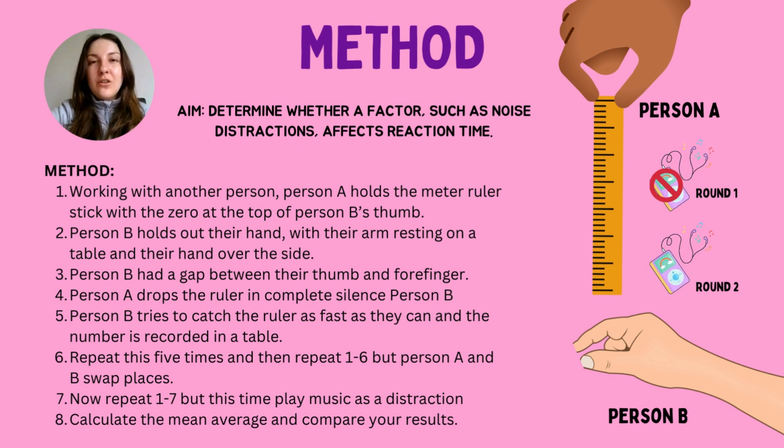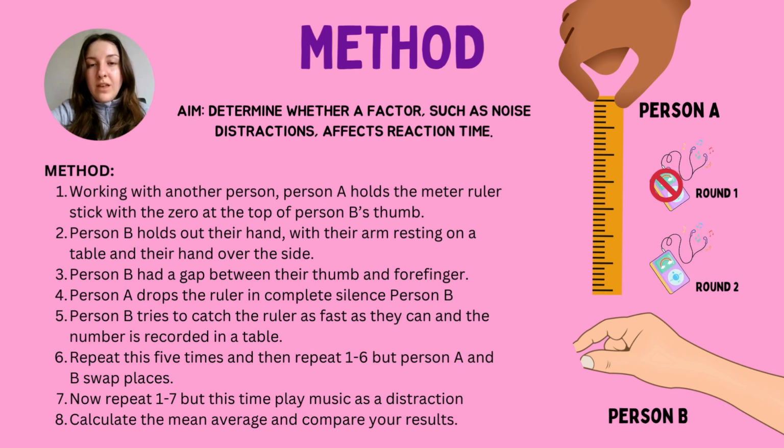But also in round 2, you're going to incorporate some noise. Maybe people can chat. You can even have some music playing, that kind of thing. So there are going to be 2 sides to this experiment. Each time you drop the ruler, person B is going to catch that ruler. Essentially, you're going to measure just above where their thumb is. You're going to measure how much length is on the ruler, and then you're going to put that into your results table.